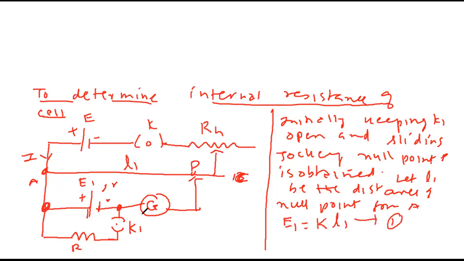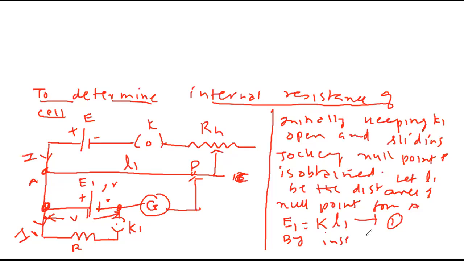Equation 1. But when you insert the plug key, this battery will start sending some current I1. Now its voltage will not be E1, but it will become V. This V means the voltage across it. Will it be less than E1, more than E1, or equal to E1? Less.